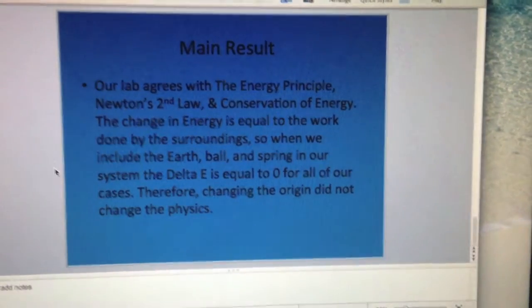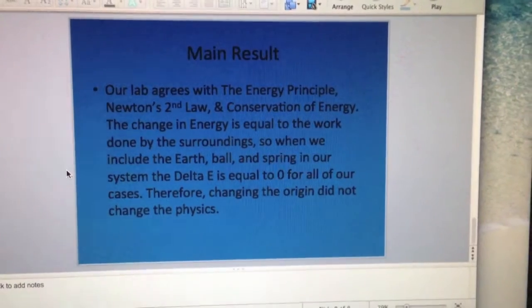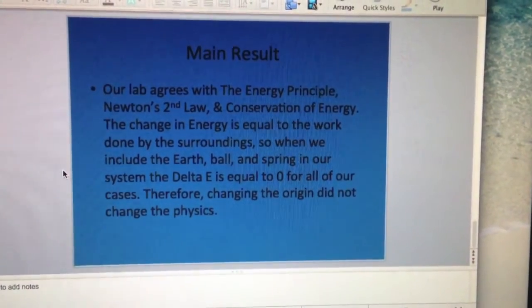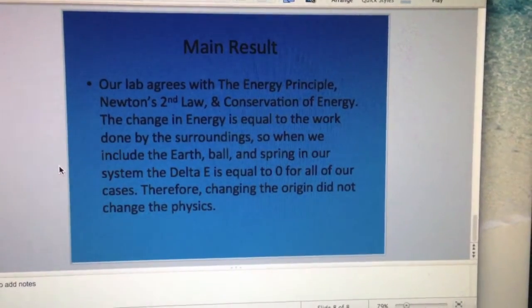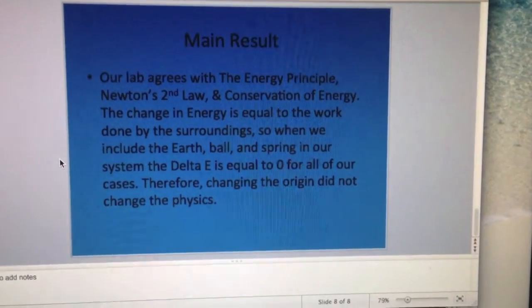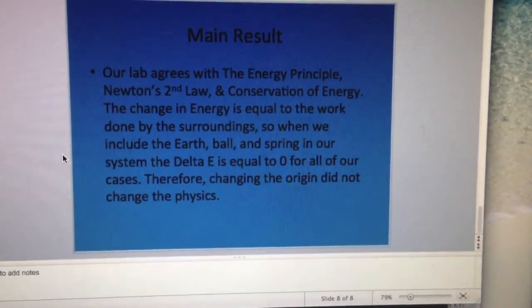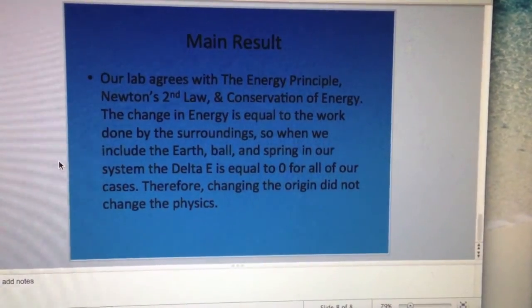was to prove that the energy principle, Newton's second law, and the conservation of energy were all demonstrated in this. We know that the change in energy is equal to the work done by the surroundings. So when we include the ball and the earth and the spring in our system, our delta E is going to be equal to 0 for all of our cases. Therefore, the origin isn't going to change the physics.